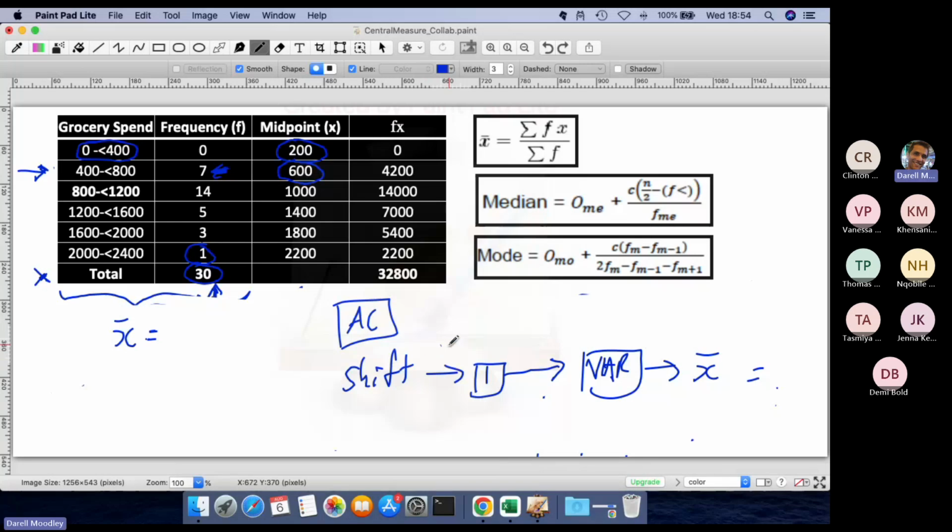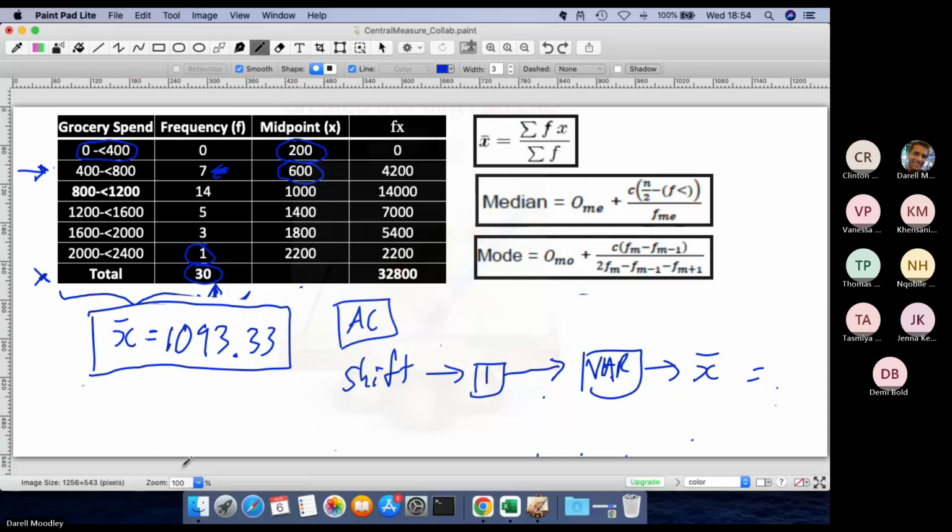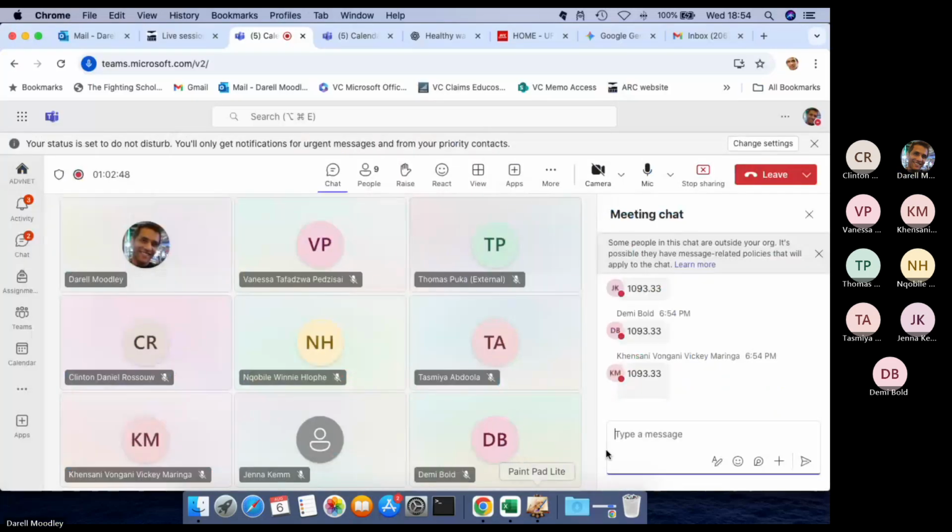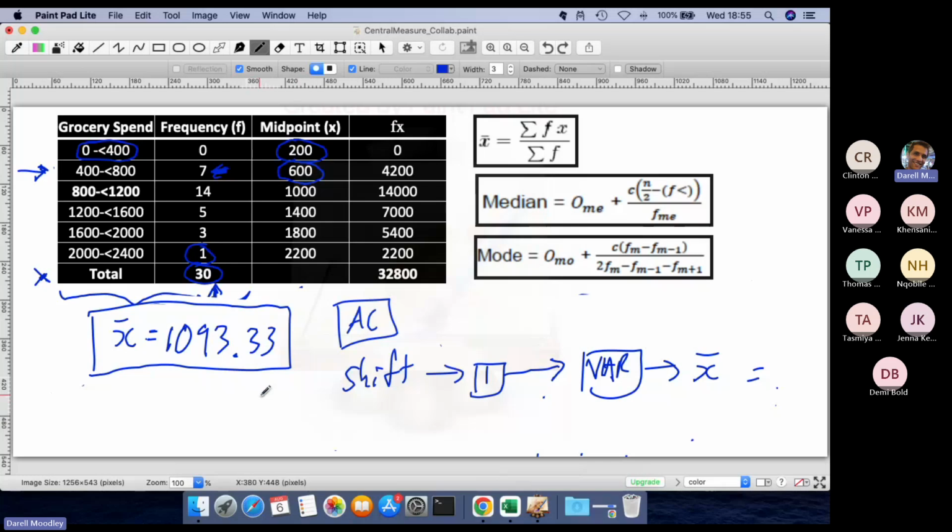Does everyone get the value? 1093.33. If you don't, just let me know, but that's what you should get for X bar, 1093.33. Okay, that's your average. Check the chat. Very good. Okay, that's how you get the mean.